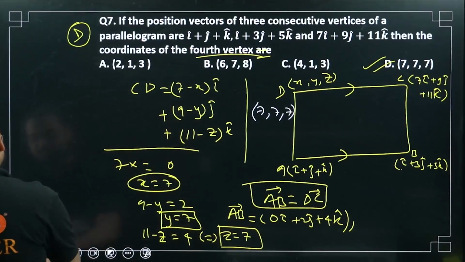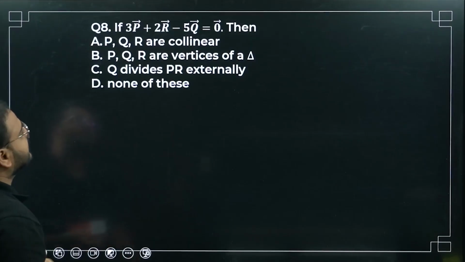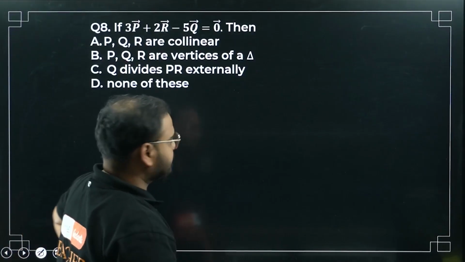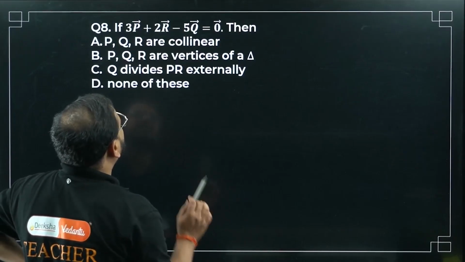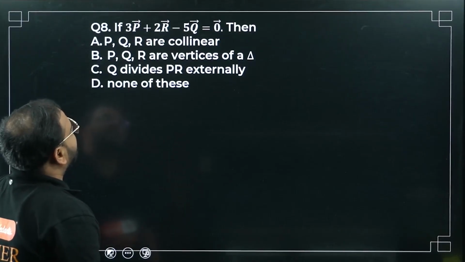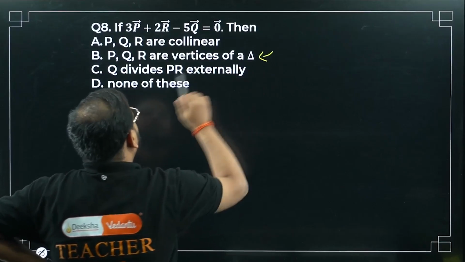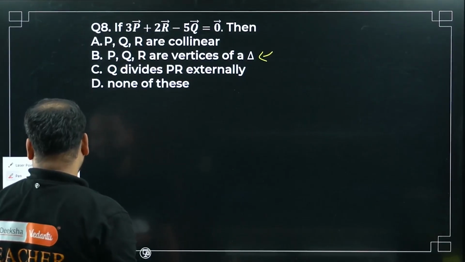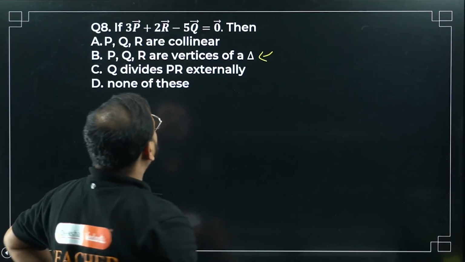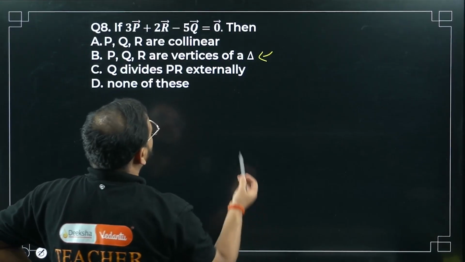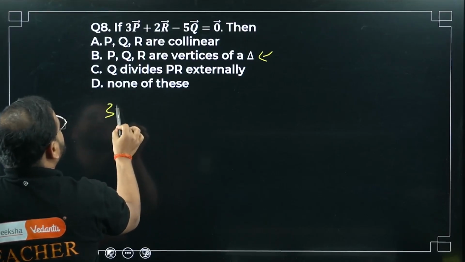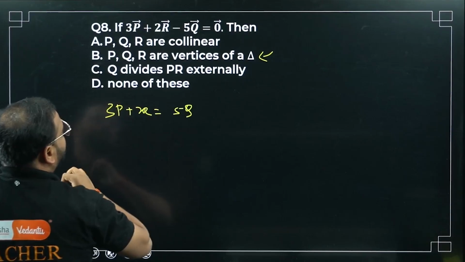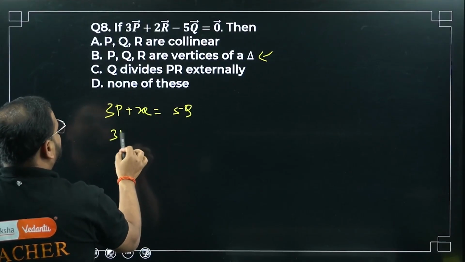Moving on to question number 8, the last question of the day. If 3p plus 2r minus 5q equals 0, then p, q, r are collinear. We are looking for collinearity. Collinearity will be applied, dividing externally. Let's check the last point: 3p plus 2r equals 5q. From here we are not getting anything like that.